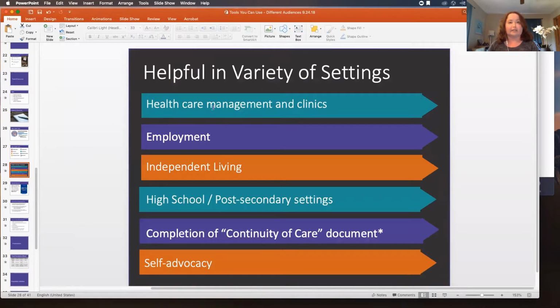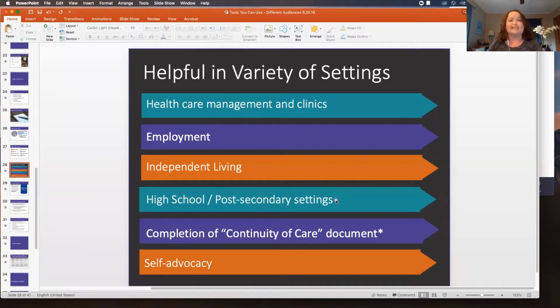These tools can help with healthcare management, employment, independent living. I'm going to come back to high schools and post-secondary, the completion of a continuity of care document, and then self-advocacy. And the reason I wanted to come back to the high school and post-secondary settings is because one of the additional things that we found is very important is collaboration with healthcare transition inside of the education or the school setting. Because many times youth and teens are spending their days in schools. And typically those with special healthcare needs are seeing school nurses or are in a special education setting, or are seeing their teachers on a daily basis, and needing to know how to manage their healthcare inside of education is incredibly important.